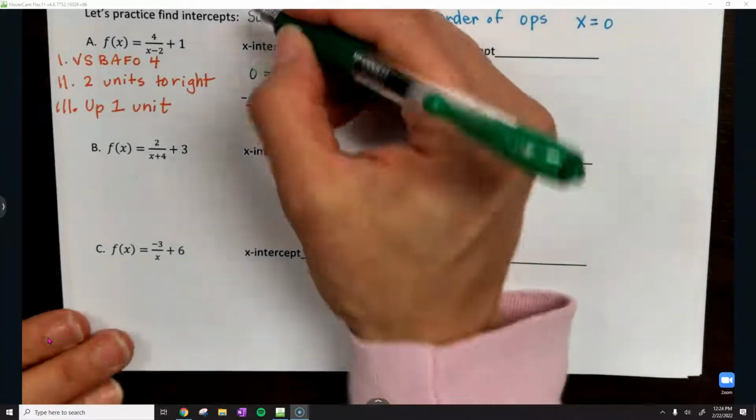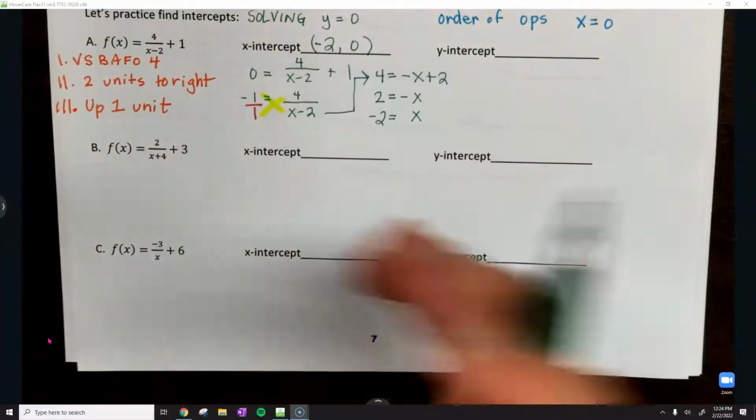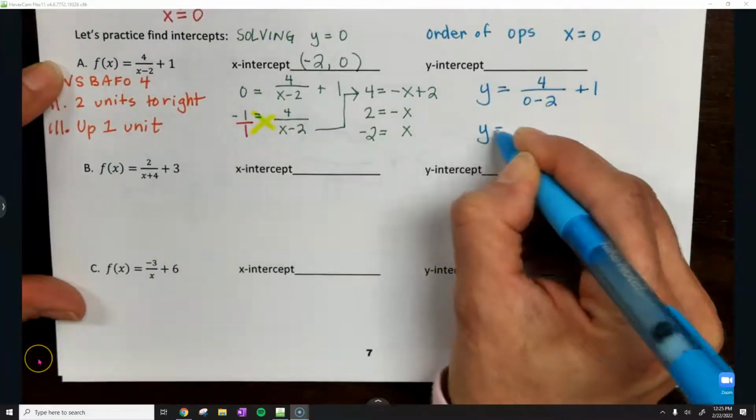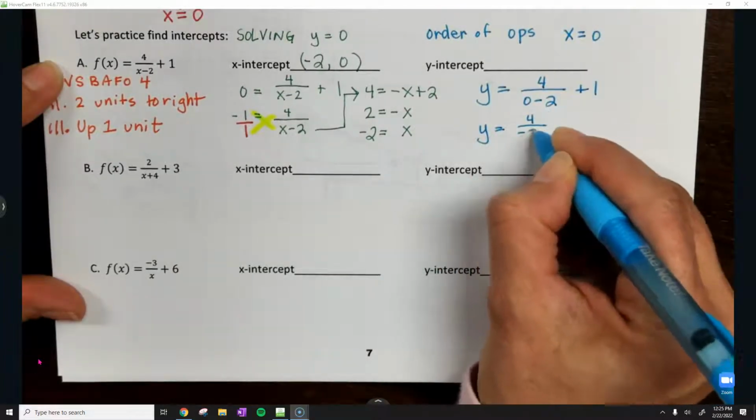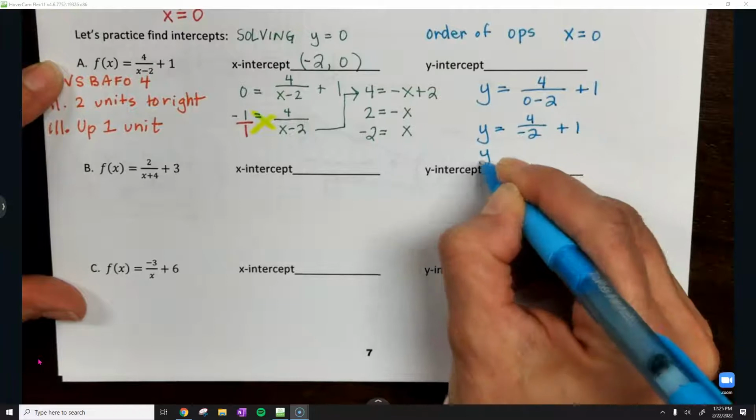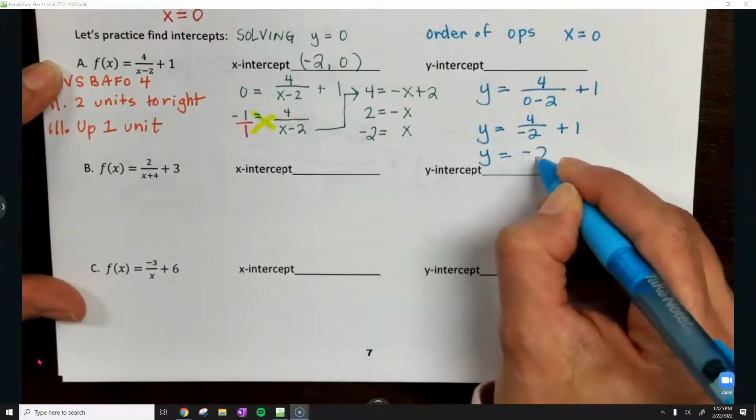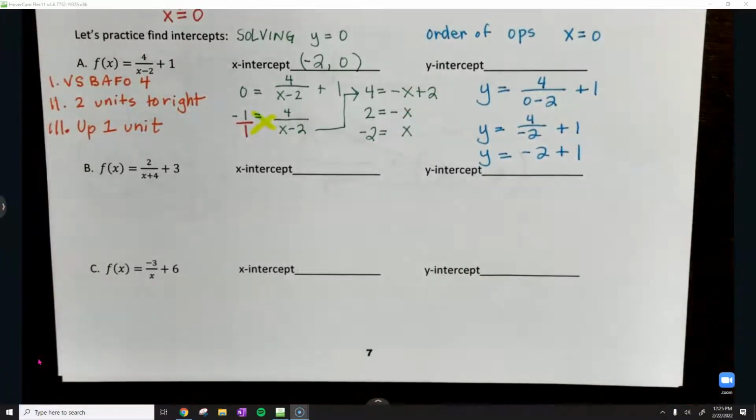So remember, you're solving, and we're going to use the crisscross butterfly method. This is going to turn into 4 divided by negative 2 plus 1. So y is going to be 4 divided by negative 1, so your y-intercept is 0, negative 4.